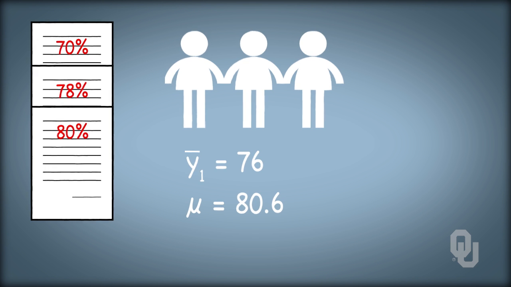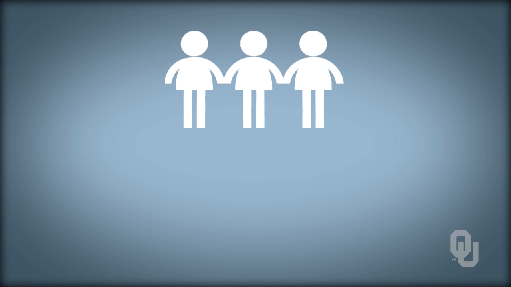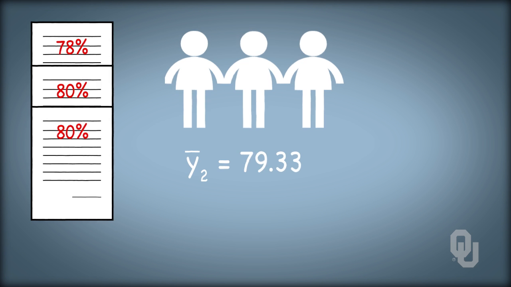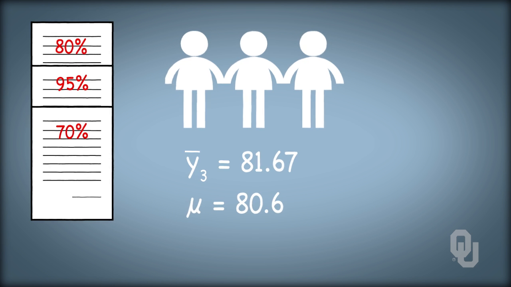Likewise, we could have just as easily chosen a different random sample, say students 2, 3, and 5. They had scores of 78, 80, and 80. The mean of that sample, y bar 2, is 79.33. Y bar 2 is different from 80.6, and it's also very different from the first sample mean, y bar 1, of 76. Or we could have chosen a random sample that contains students 1, 4, and 5, which would have had a sample mean of y bar 3 equal to 81.67. Again, different from the population mean of 80.6 and different from any of the other 2 sample means.